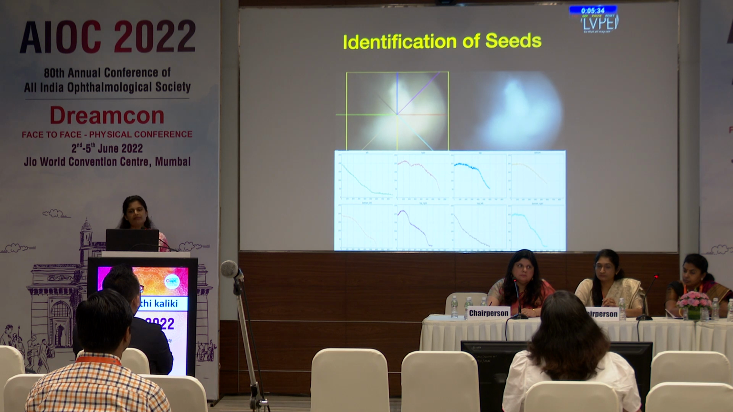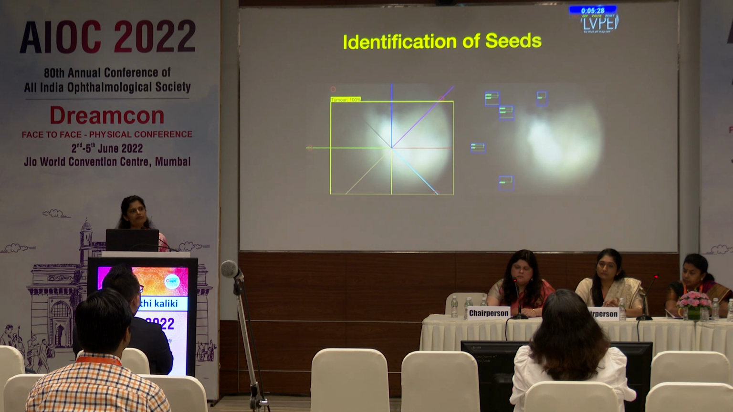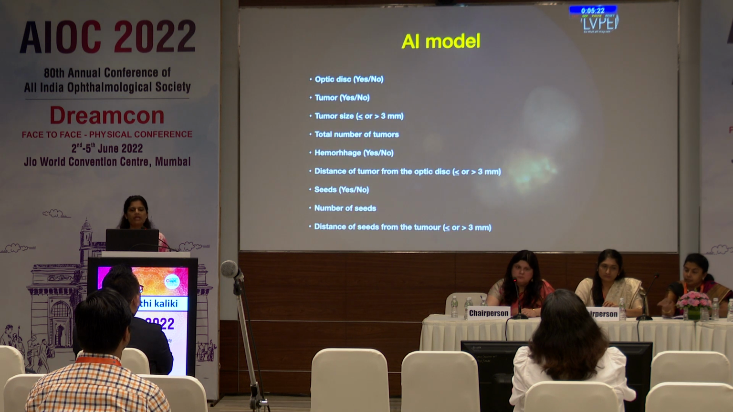Now, for identification of seeds, the OpenCV algorithm with potential region of interest was identified. And once a region of interest was identified, a deep learning model was used to identify the subretinal and the vitreous seeds. The AI model was trained to identify the optic disc, the tumor, the size of the tumor, the distance of the tumor from the optic disc, the distance of the seeds from the main tumor, etc.